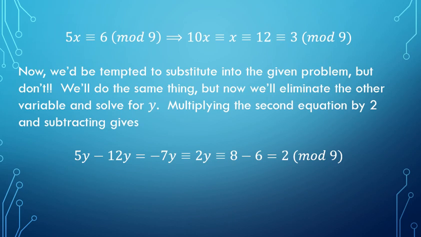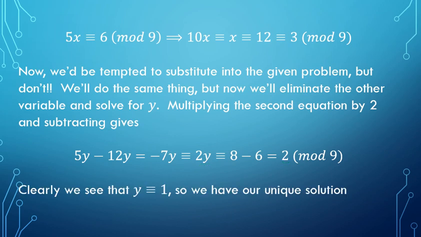So negative 7y is congruent to 2y. And then I had 8 minus 6, or 2. So now I have 2y is congruent to 2 mod 9. And it's really straightforward here to see that y is congruent to 1. So now we have our unique solution to this given system of linear congruences. x is congruent to 3, and y is congruent to 1.